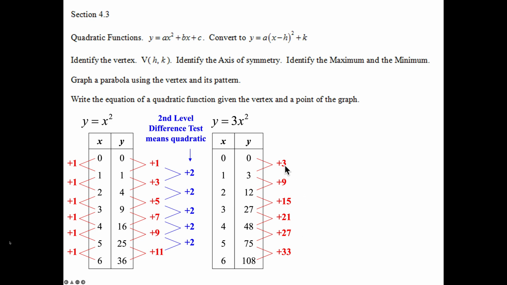What's the factors of 3? 3 times 1. What's the factors of 9? 3 times 3. The factors of 15? 3 times 5. Factors of 21? 3 times 7. Factors of 27? 3 times 9. And 33 is 3 times 11. There's your sequence of odd numbers right there. It's just that they've all been multiplied by 3.